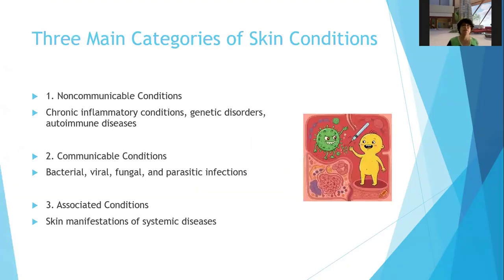So there are three main categories of skin conditions. Non-communicable includes chronic inflammatory conditions like psoriasis, genetic disorders, which includes scleroderma, though they're not really sure if it's genetic, and autoimmune diseases. Communicable conditions include bacterial, viral, fungal, and parasitic, which we've already talked about. And associated conditions might be skin manifestations of systemic diseases. A lot of systemic diseases have skin manifestations. And then we will also talk about skin cancer, which is a non-communicable condition.